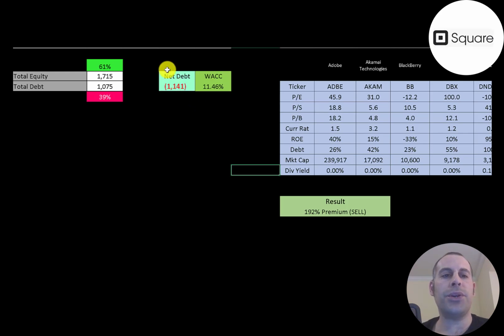Let's look at the capital structure. $1.7 billion of equity, $1 billion of debt. They're 61% equity, 39% debt. Their net debt is negative $1.1 billion. So they could pay down all the debt with the cash on their balance sheet and still have $1.1 billion left over. Their WACC is 11.5%, and that's the discount rate we're going to apply to the future cash flows.